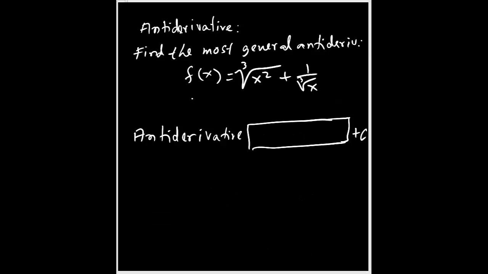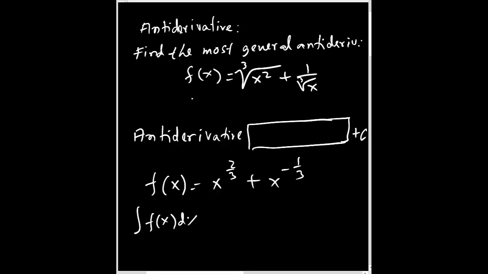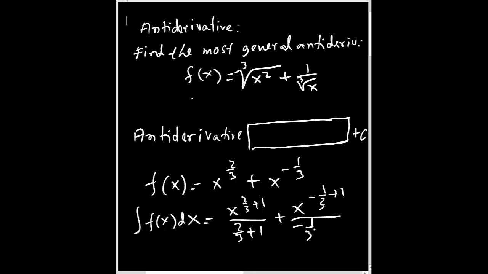Next problem. I have a function f of x is cube root of x squared plus 1 over cube root of x. So let us look at the exponent on each term. First I have x to the 2/3 plus x to the negative 1/3. Now when I take the antiderivative of these terms, this will give me x to the 2/3 plus 1, plus x to the negative 1/3 plus 1.